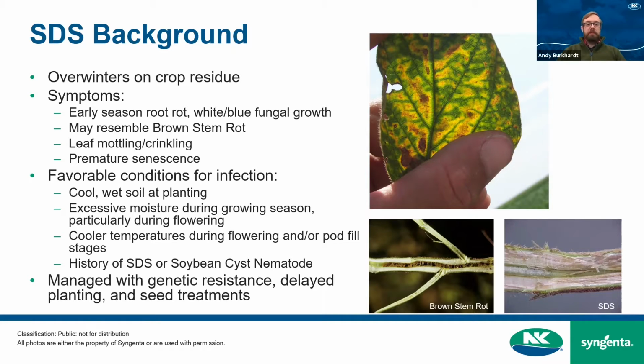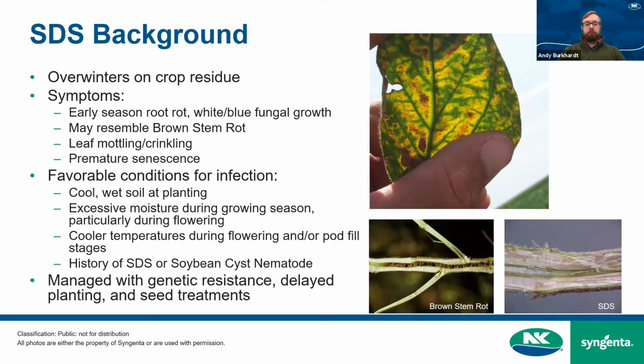However, if you cut a stem open, you can differentiate between the two. Brown stem rot affects only the stem pith, that innermost part of the stem, causing, as the name suggests, a brown rot. SDS affects the cortex, the area surrounding the pith, where you'll see that fungal growth. The foliar symptoms we most often associate with SDS, like leaf mottling and crinkling and premature senescence, don't show until later in the season.